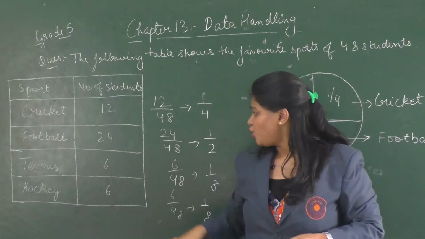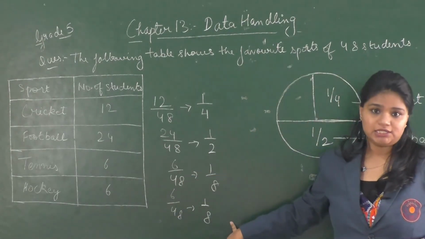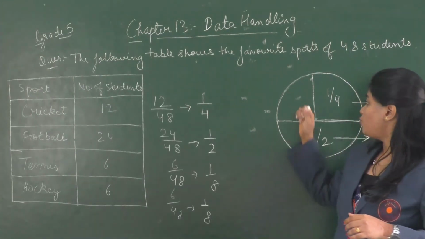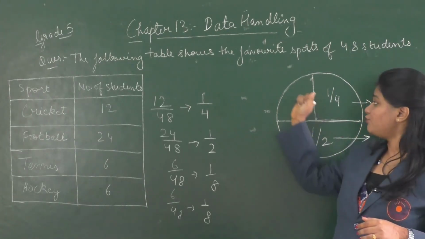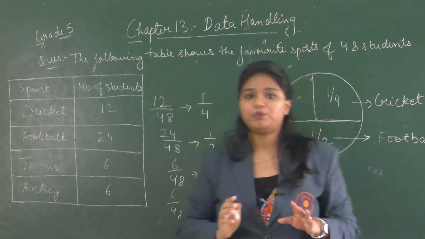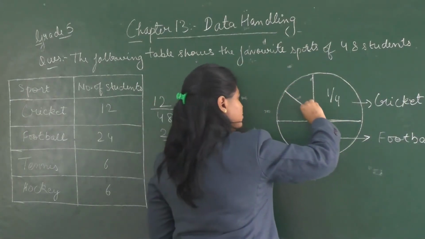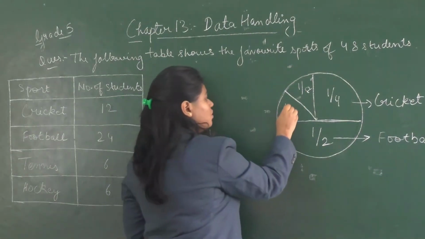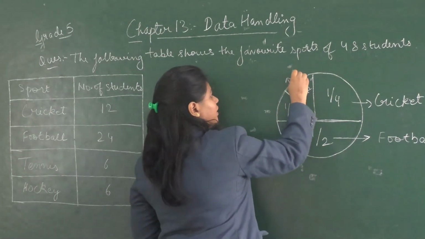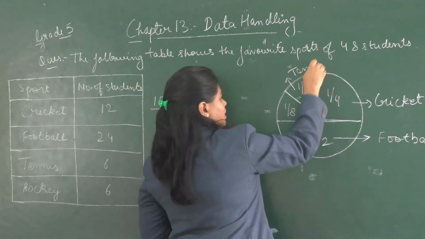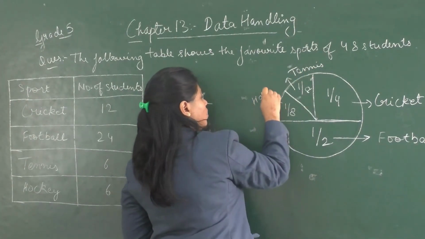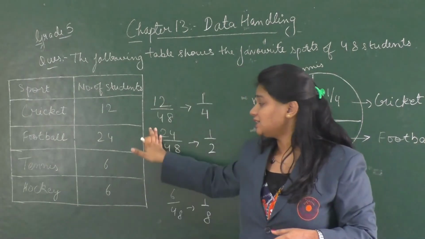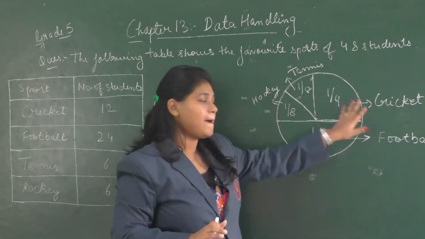Next I have 1 by 8 and 1 by 8. Now the total of 1/8 plus 1/8 is 1/4. So that means 1/4 is divided into 2 equal parts. So I will divide this into 2 equal parts. So this is 1 by 8 and the other part is also 1 by 8. So one is for tennis and the other one is for hockey. So in this way we have represented this table in the form of a pie chart.